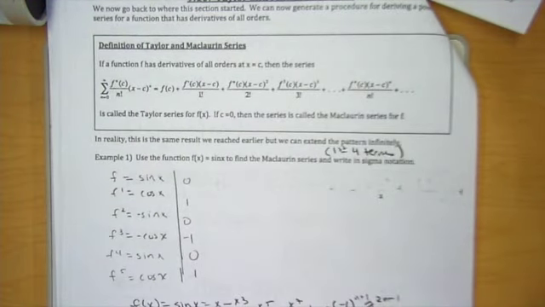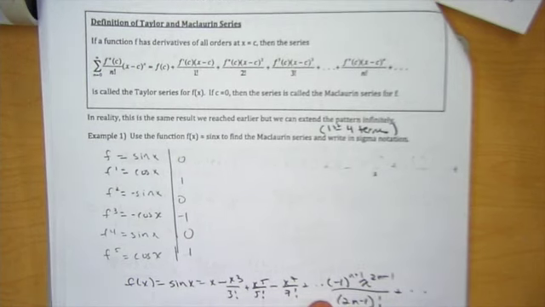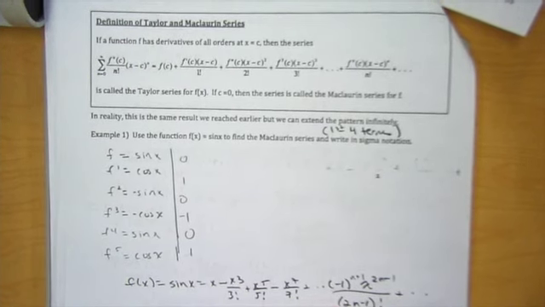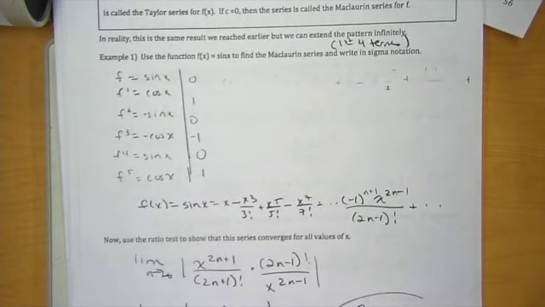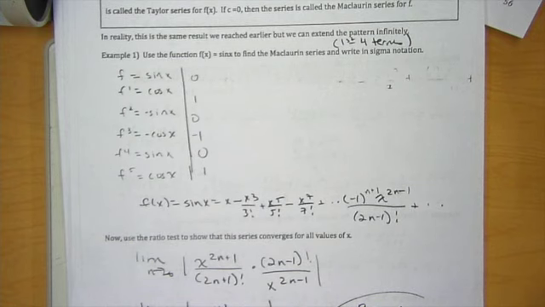Okay, so I calculated my derivatives. Here's my derivatives. Here are the first four non-zero terms for sine of x. I created my general term here, and then the ratio test gives you a limit of 0, which is always less than 1, so the interval of convergence is negative infinity to infinity.